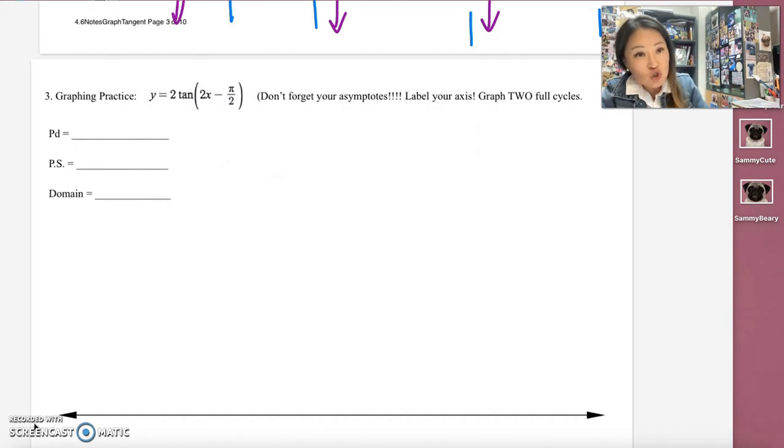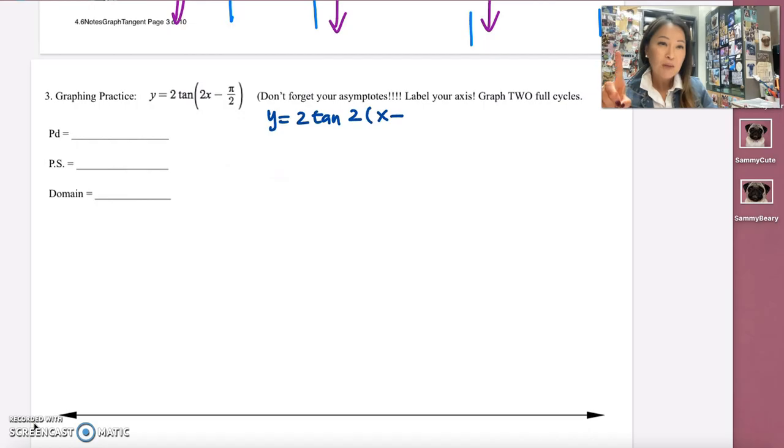This one, first thing you should do is rewrite. So I'm gonna rewrite this one with the b outside. B is 2, so it's gonna be x minus. Now, remember, I have to double something to get pi over 2. What do I need to double to get a half? I need to double a fourth. And that's how you get that. And there's no vertical shifts.